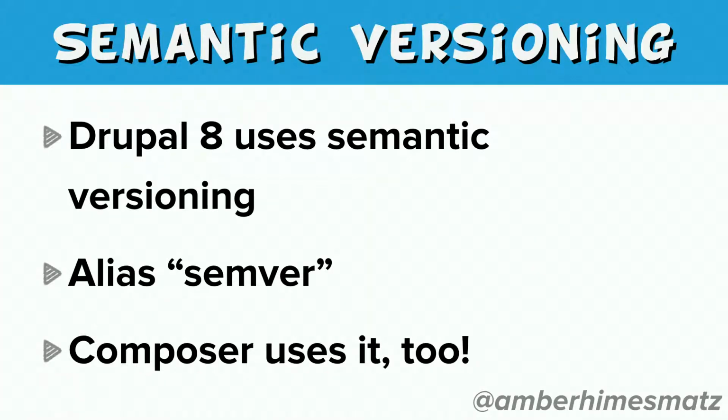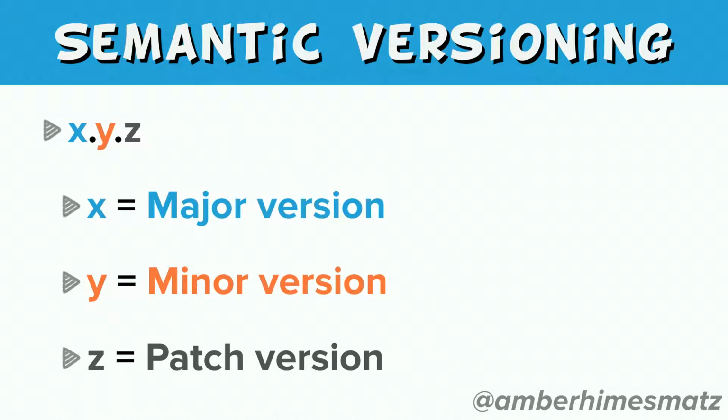So we can't really talk about updating without mentioning semantic versioning. So Drupal 8 uses semantic versioning. You might also hear it referred to as SemVer. I don't usually refer to it that way, but you'll see that term as well. And Composer uses it too. So it's something that's important to understand. And so if we have a version that's x.y.z, X would be the major version, Y would be the minor version, and Z would be the patch version.